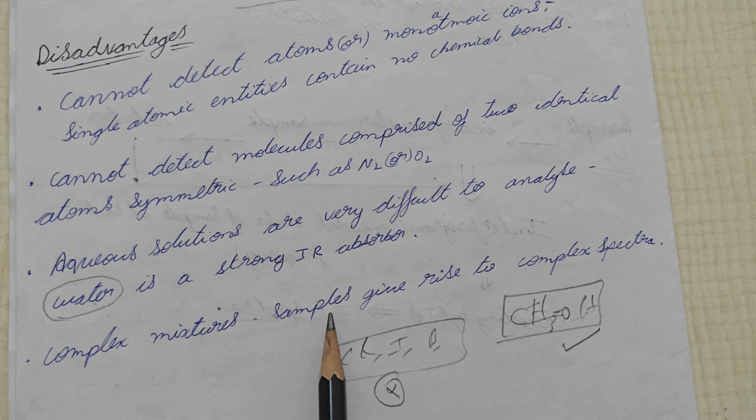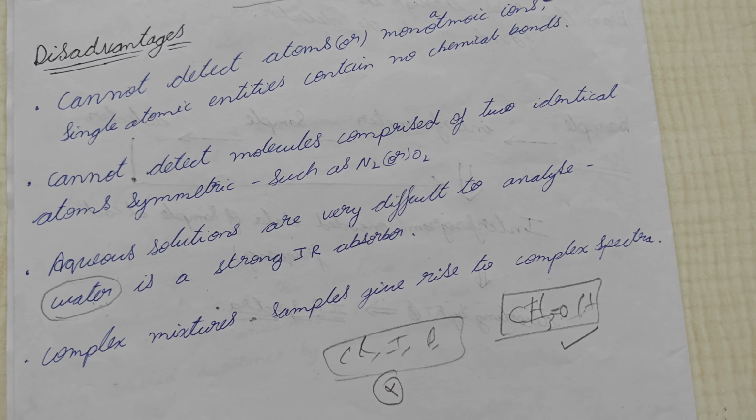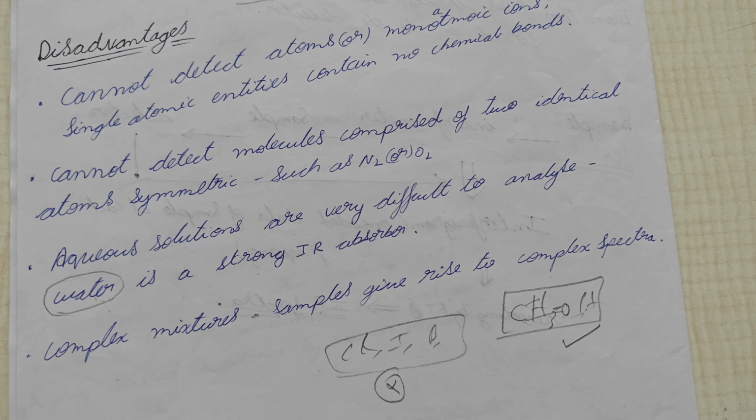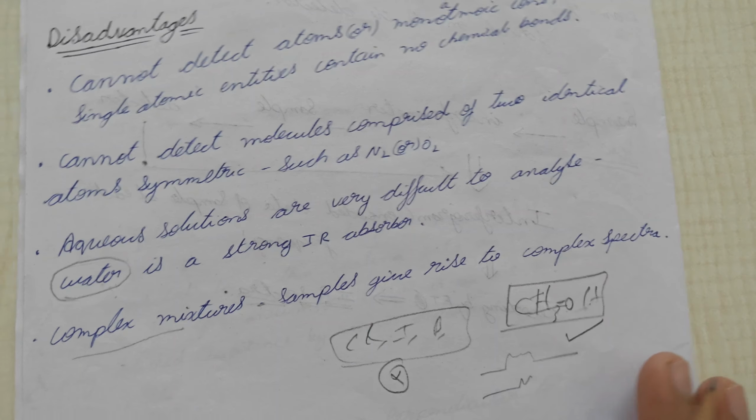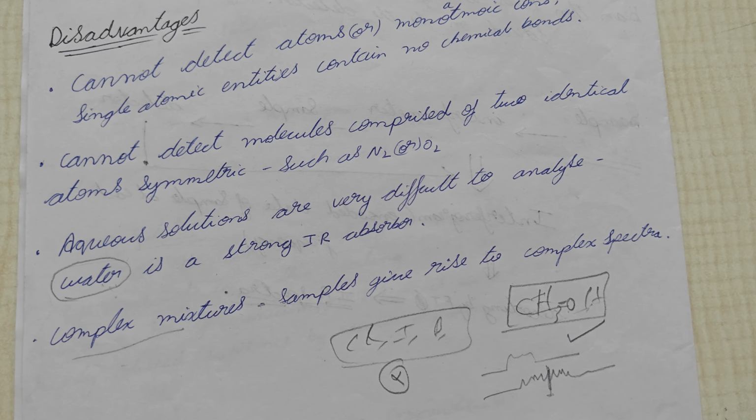Next, complex mixtures: a sample gives rise to a complex spectrum. The sample is analyzed by its spectrum, and even a simple compound can give a spectrum. If the sample contains two or three components in a mixture, the spectrum is very difficult to analyze. You can't know which compound shows which IR peak. So these are the disadvantages.